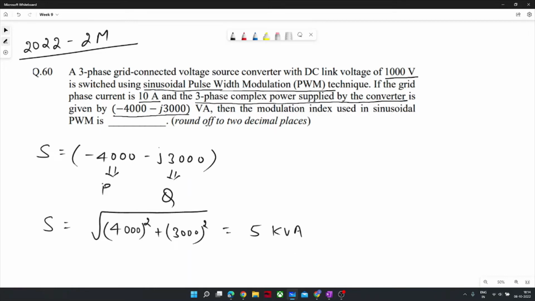So S is given here, phase current is given here. So why not compute the voltage? Do you understand that on the grid side, all components would be AC, and towards the DC link, all components would be DC. So in this manner, the connection is done. Let's say this is a VSC, voltage source converter.